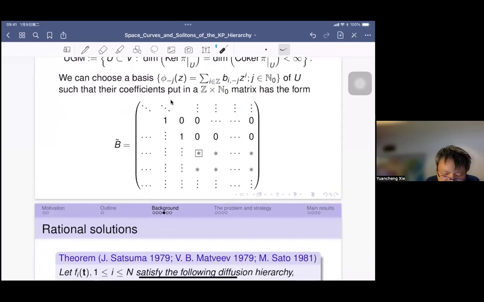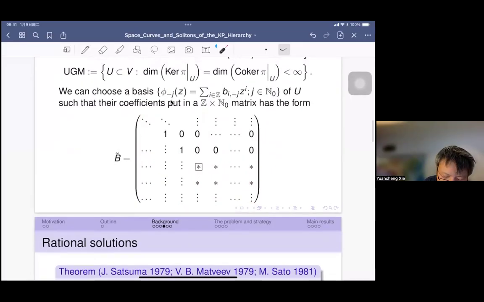And we consider those subspaces that have a basis of the following form. All the entries above are zeros, we have ones here, we have something non-trivial here, and here can be trivial or non-trivial. So this is the universal Grassmannian. And if we embed this into a giant projective space like P infinity, all the minors satisfy the Plücker relations.